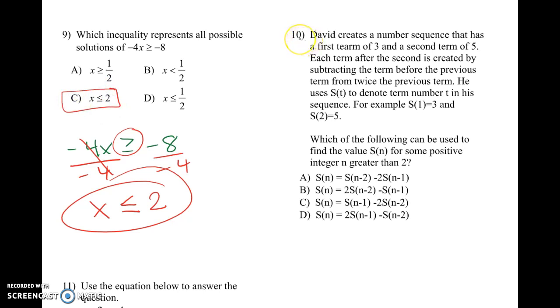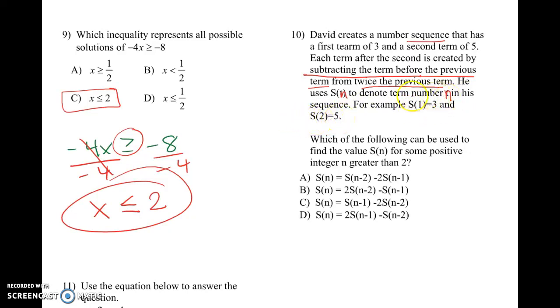Alright, let's look at number 10. Number 10 says, David creates a number sequence that has the first term of 3 and a second term of 5. Each term after the second is created by subtracting the term before the previous term from twice the previous term. He uses S of t, should be S of n, I'm sorry, S of n to denote the number n in his sequence. For example, S sub 1 equals 3 and S sub 2 equals 5.